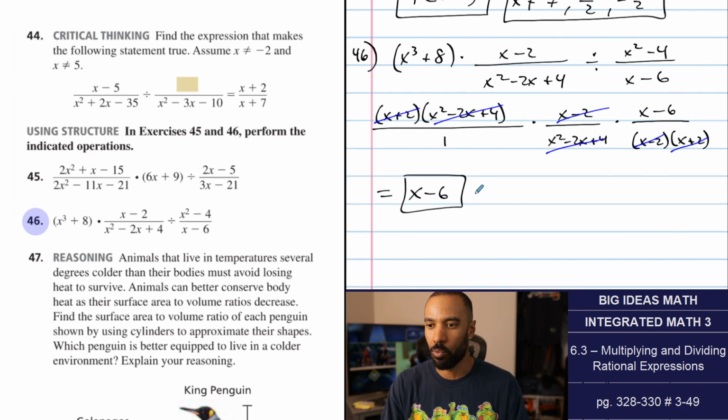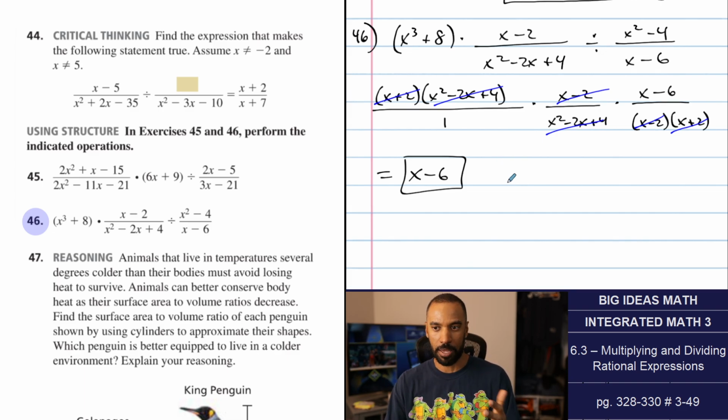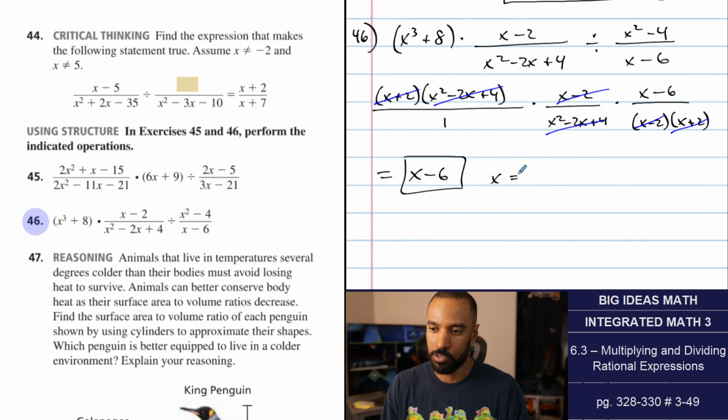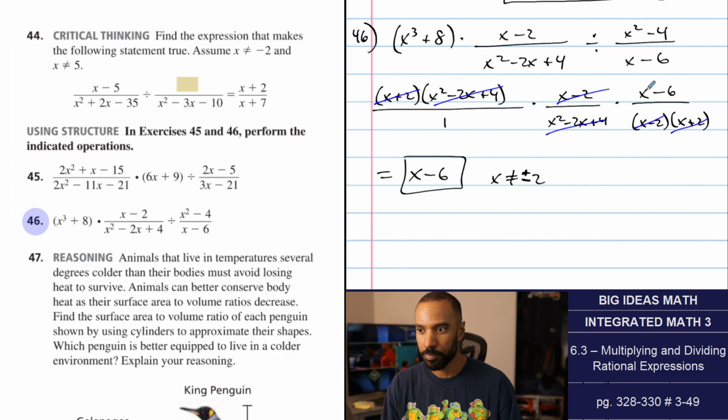Because everything that went away is going to have restrictions we got to mention. X can't equal negative 2. And x can't equal positive 2. The x minus 2 is also. So x can't equal plus or minus 2. The x squared minus 2x plus 4, I've mentioned this before in the sum of 2 cubes. No real solutions. So there's no value for x I can plug in that's real that would get me 0. So I don't need to mention them. It's just positive and negative 2 that are the things there.